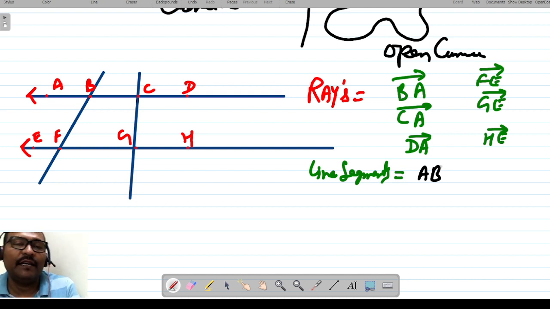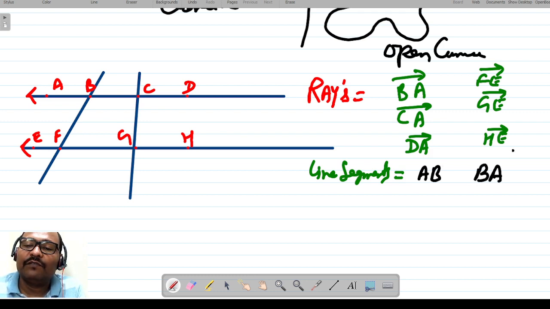Okay, it's appearing as a ray. So it will not be BA. If it were BA, then BA is a ray. But AB is a line segment, right? AB is a line segment.